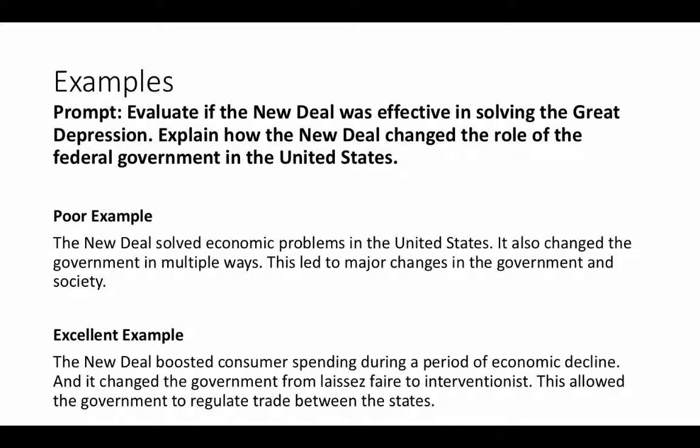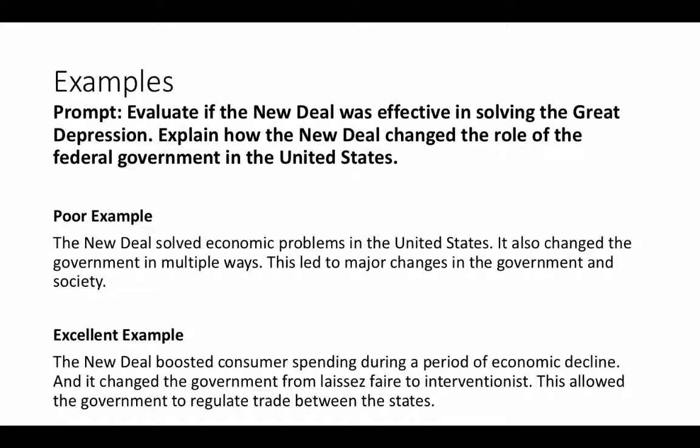So here's an example. You probably remember this. This actually comes from before the major changes that took place in the class, but this was a DBQ from several years ago. Evaluate if the New Deal was effective in solving the Great Depression. Explain how the New Deal changed the role of the federal government in the United States. The first part of this probably we wouldn't see in a DBQ, although it's possible today, but the historical thinking skill is pretty obvious off of this one.